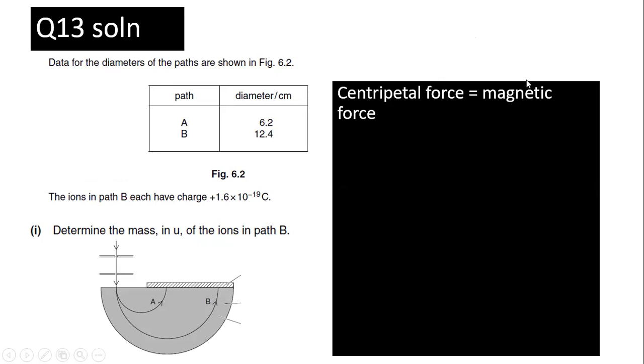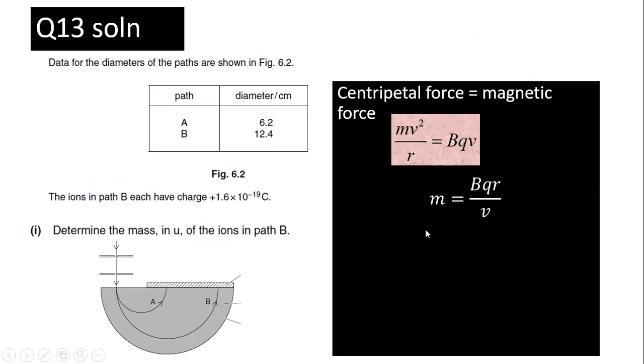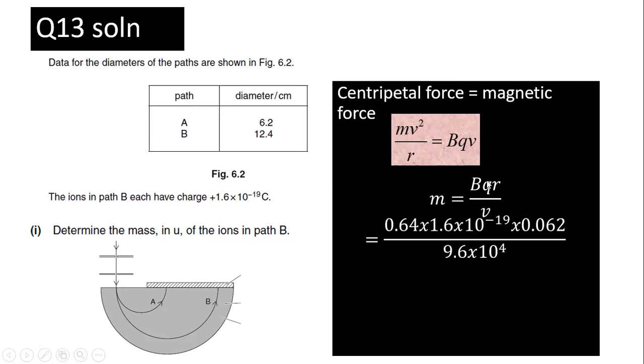Centripetal force equals magnetic force. Don't memorize formula, just the basic one. Centripetal force, magnetic force, cancel your V. So your mass is BQR over V. Then put in your value. B is given. Charge is given. R is given. Change the diameter to radius. Change to SI unit. Then velocity is given. Calculate out. That's all.